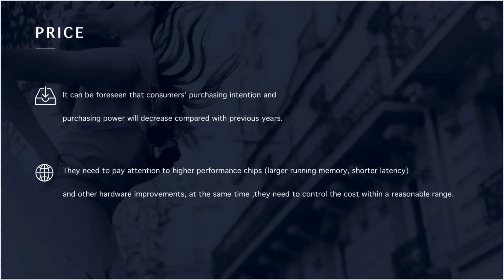If a higher price is launched without major technology, the updated new models may not be accepted by the market. For most customers, the improvement of camera pixels or the optimization of the operating system may not be a rigid requirement for the purchase of new phones. Therefore, manufacturers may need to pay more attention to higher performance chips and other hardware improvements. And at the same time, they need to control the cost within a reasonable range.